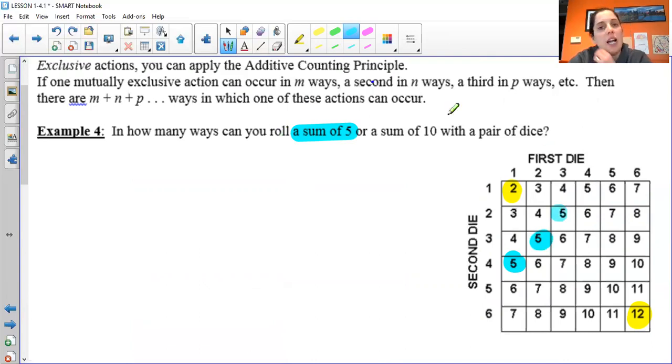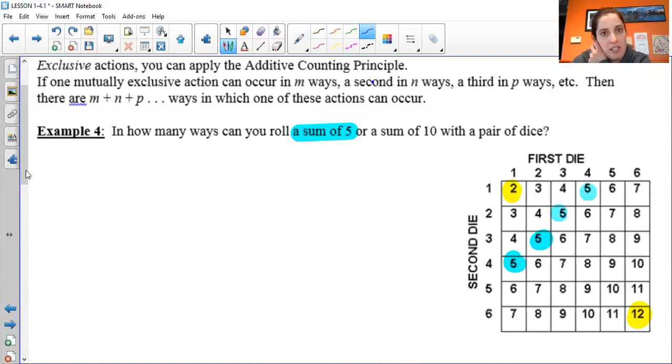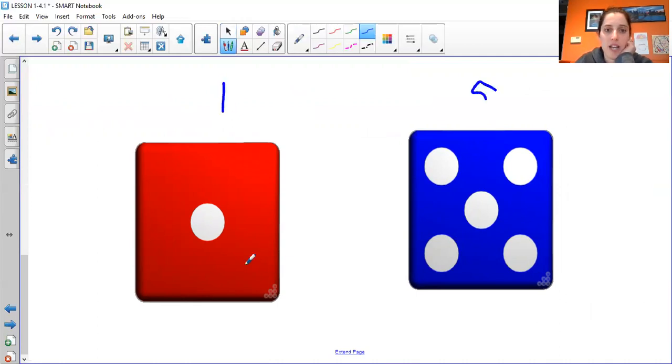3 and a 2, 4 and a 1. I like to show the visual of the 2 colors of dice because students sometimes say, well, isn't 4 and 1 the same as 1 and 4? Well, no, because you can distinguish between the red and the blue die, right? If I have a 1 and a 5, that's a different roll than this being a 5 and that being a 1. That's a totally different roll.